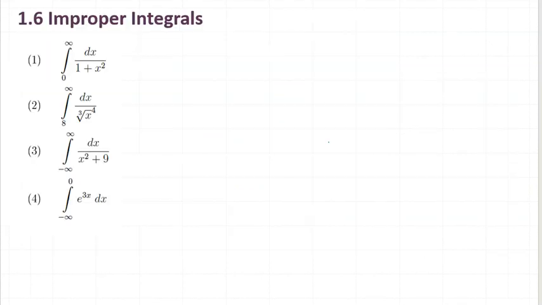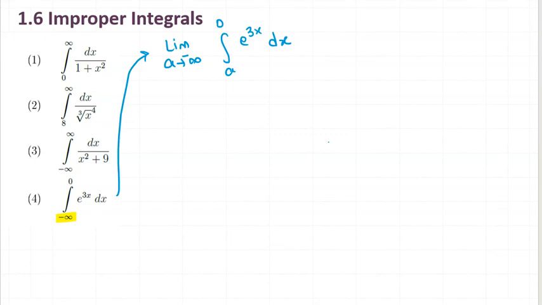So if you look at question number 4, what you see here is that the lower limit of integration is infinity. Okay, so how can you write this? Let me solve it here. You can write this integral as limit, using an alphabet, say a goes to minus infinity, integral a to 0 e to the power 3x dx. Make sure you are writing minus infinity here, a approaches minus infinity. Okay. Now what do you have?